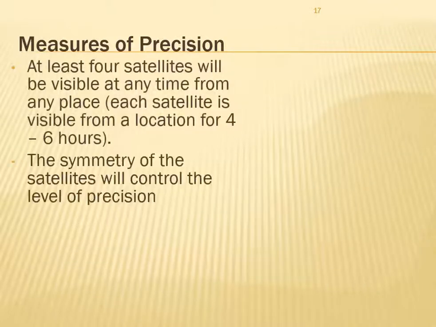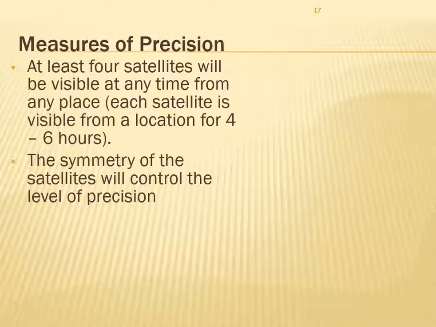So we need at least 4 satellites visible at any one time, and each satellite is visible from a location for 4 to 6 hours, because remember the system has 24 or more satellites. Right now, if you look up at the sky, you can't see them with your bare eyes, unless on a really clear night, sometimes you can see them moving. It's kind of cool. But there are at least 4 satellites on top of you, and they will remain on top of you for 4 to 6 hours.